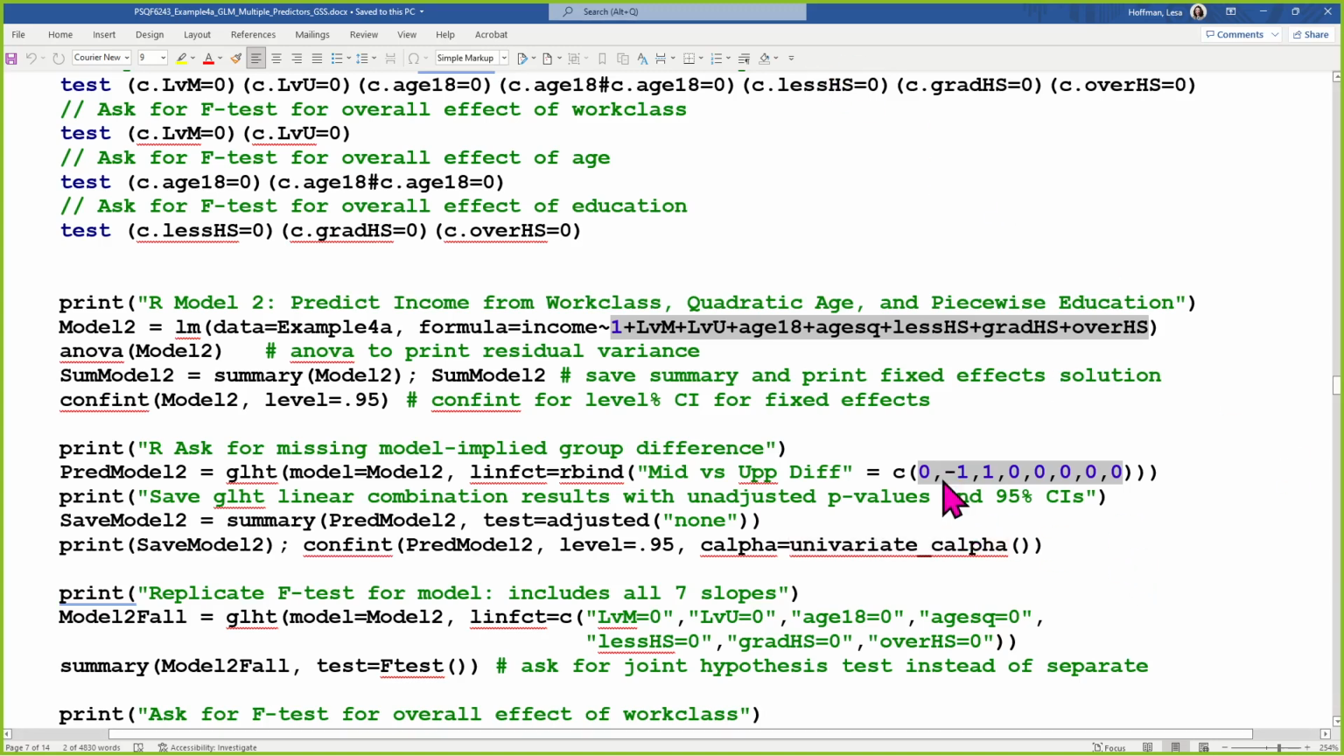And then these coefficients apply just to the slopes that are in that spot. So this first 0 means I'm not talking about the intercept. The next 2 slopes are the 2 that I'm talking about, and I want the first one to be -1 and the second one to be 1. That gives me their difference. And ignore everything else.